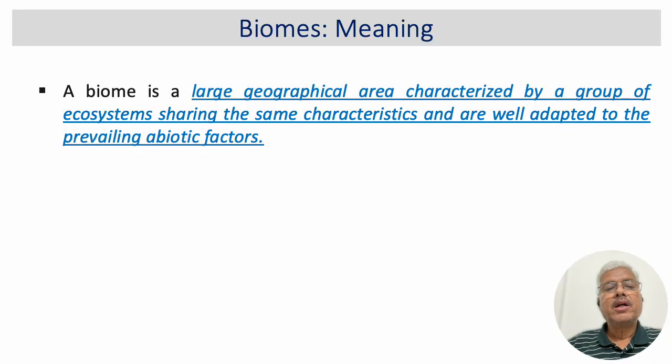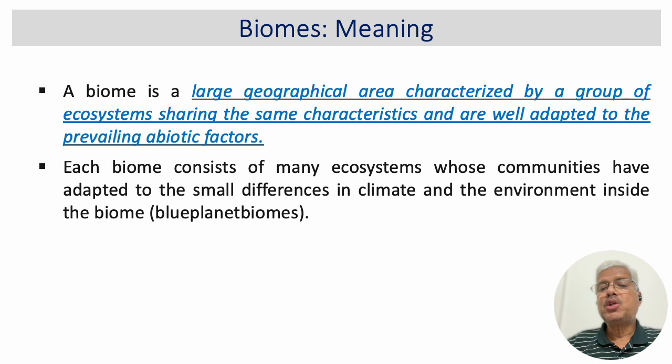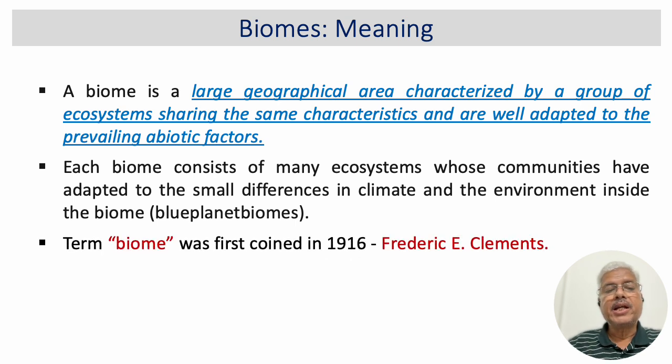A biome is a large geographical area characterized by a group of ecosystems sharing the same characteristics and are well adapted to the prevailing abiotic factors. Biomes include both the abiotic and biotic factors. Each biome consists of many ecosystems whose communities have adapted to the small differences in climate and the environment inside the biome. The term biome was first used in 1916 by Frederic E. Clements, an American ecologist.